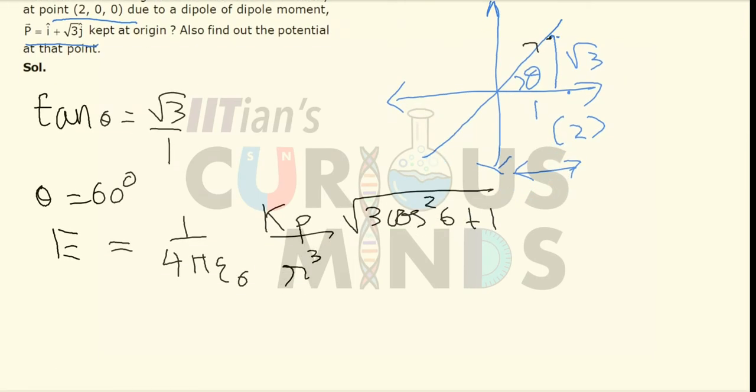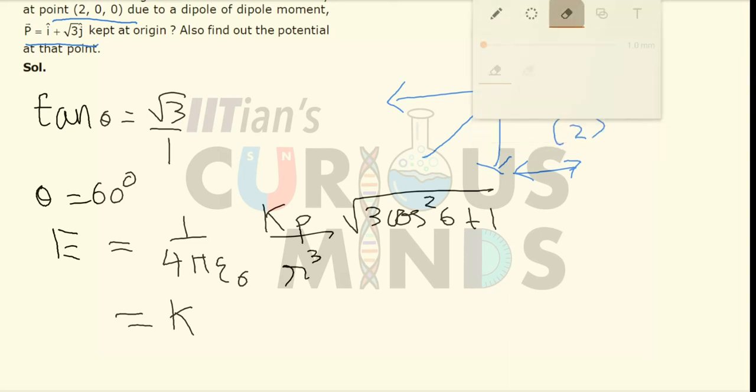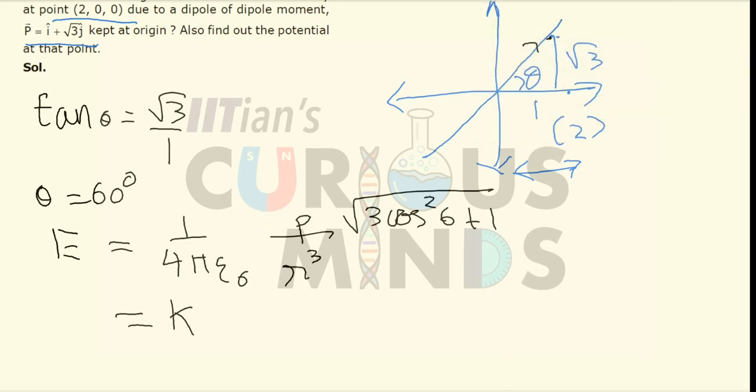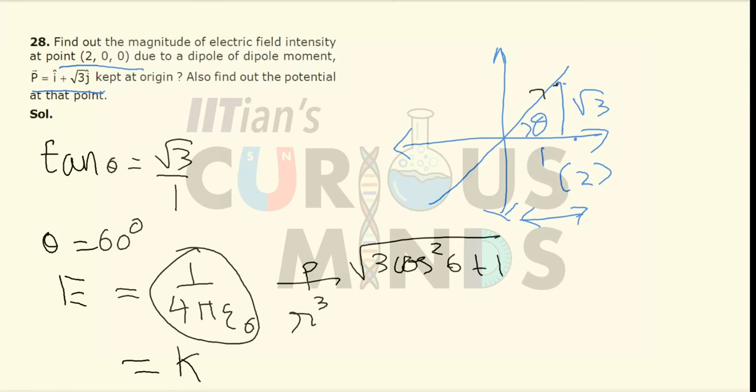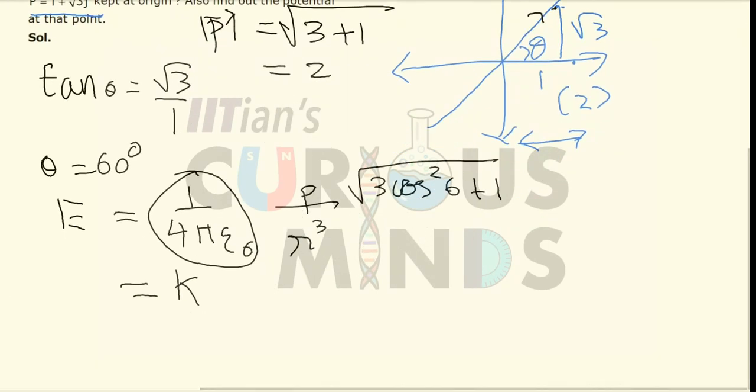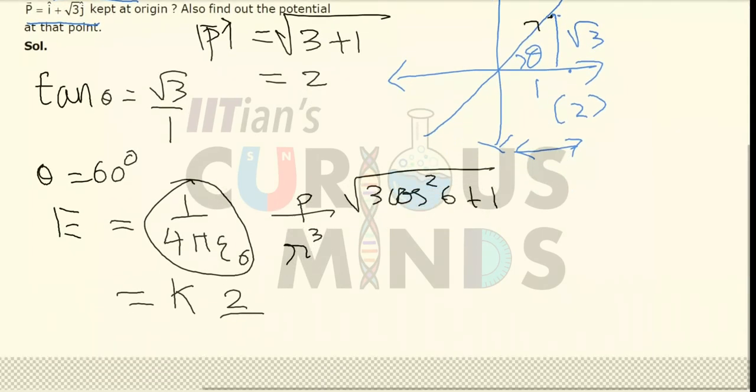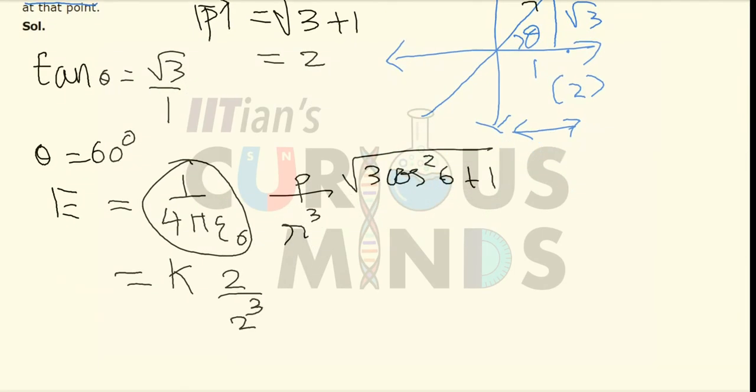So this will be equal to k into p divided by r cube. The dipole moment p, if I want to find out the magnitude, will be equal to root of root 3 square plus 1 square, which is equal to 3 plus 1, root 4, which is equal to 2. So k into 2 divided by r cube, where the perpendicular distance over here is equal to 2 cube.